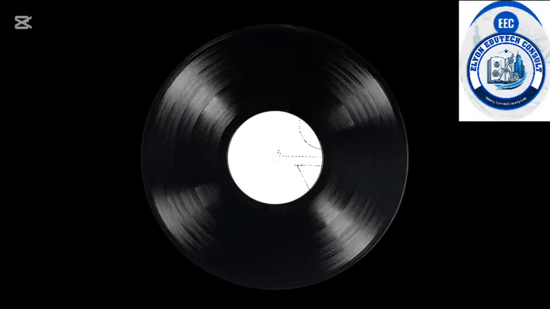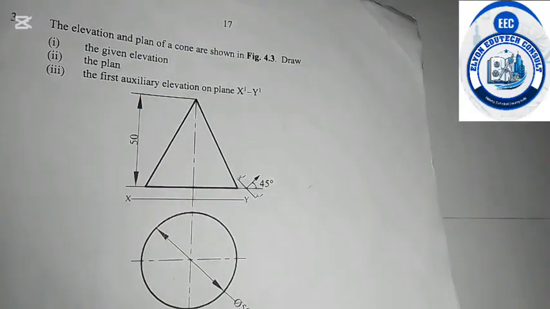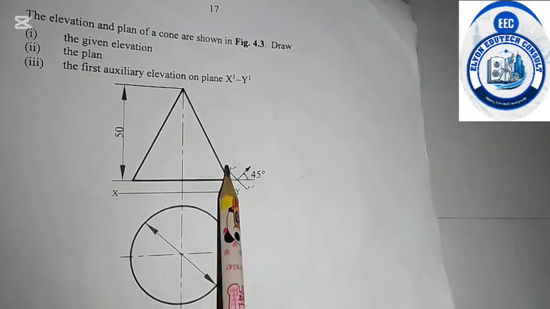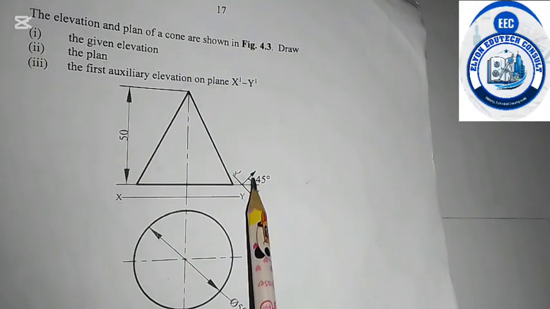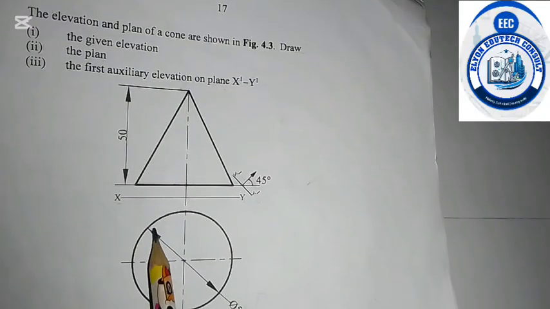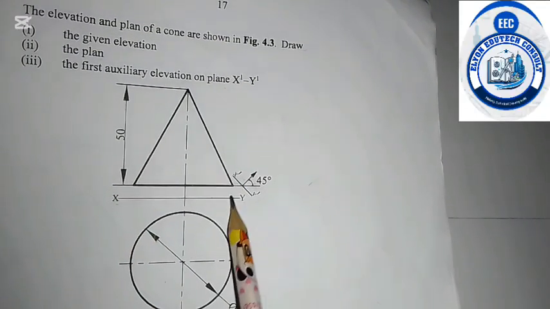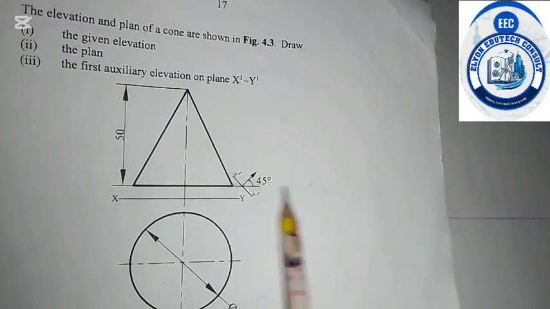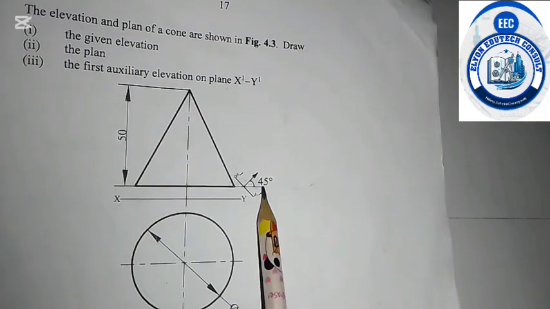All right, so we proceed now to the first auxiliary elevation on plane x1 y1. Now you can see this plane here, this x1 y1. I'm going to be drawing that. We have this line here as 45 degrees. So any line I draw from this circle must be at 45 to this base here, to this plane here, or to this one here. It must be at 45.